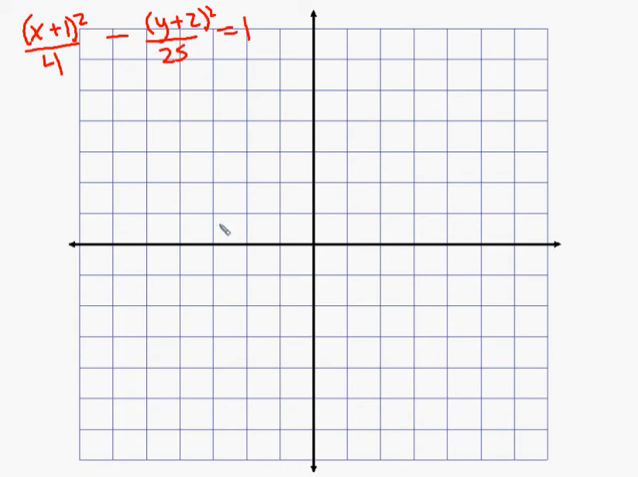So this one opens which way? Well, first, what's my center? What's my center? -1, -2. And this one opens which way? Left, right. Why? Because this is the positive term. So -1, -2, it's right there. I'm going to count how much along x? 2. And how much along y? 5.